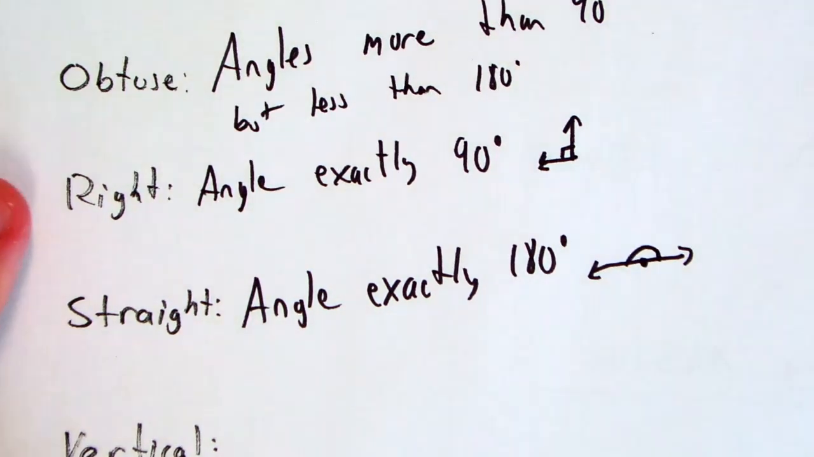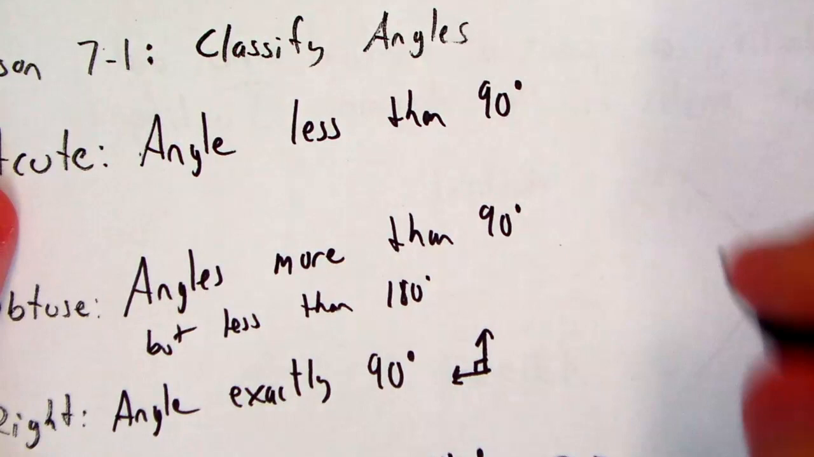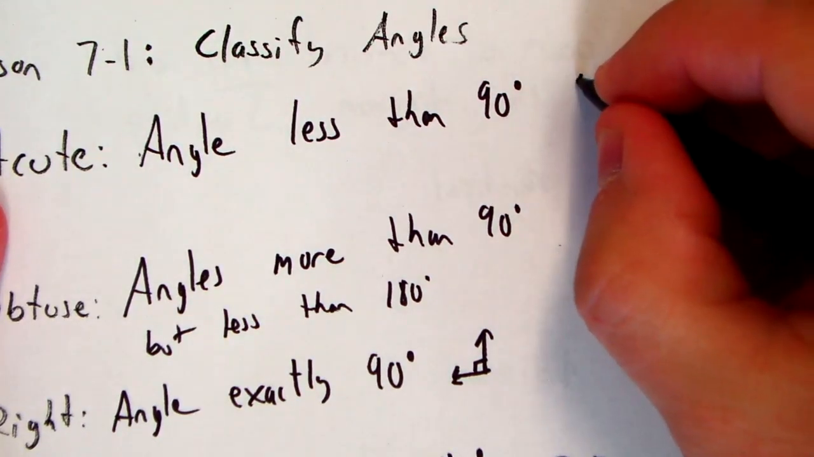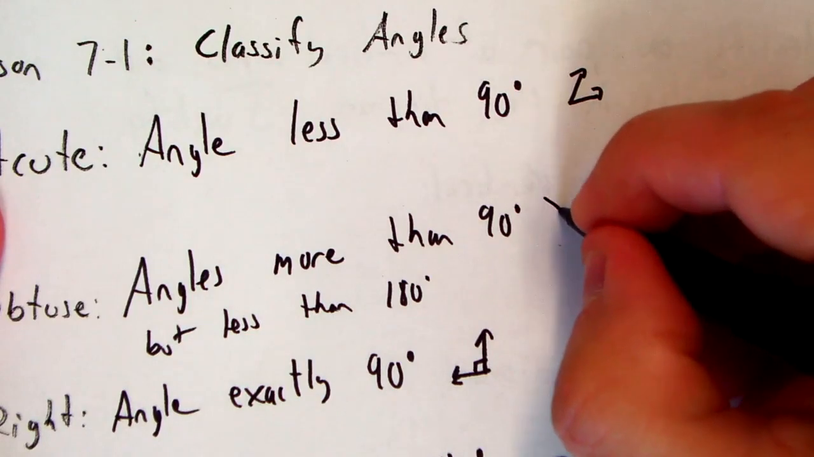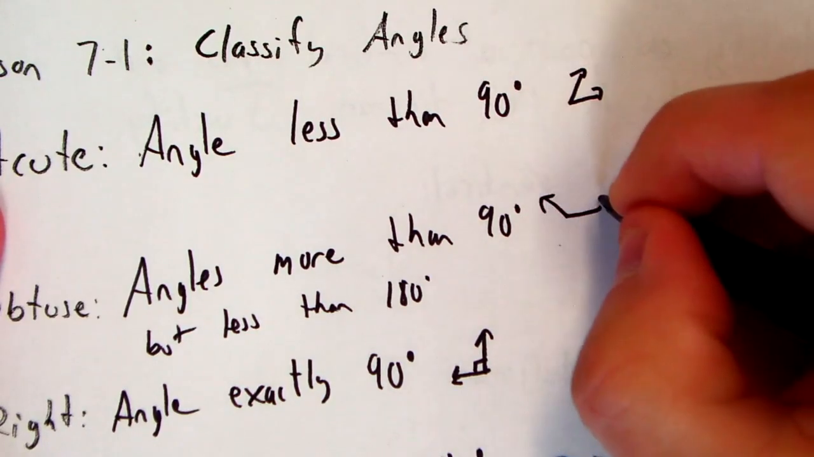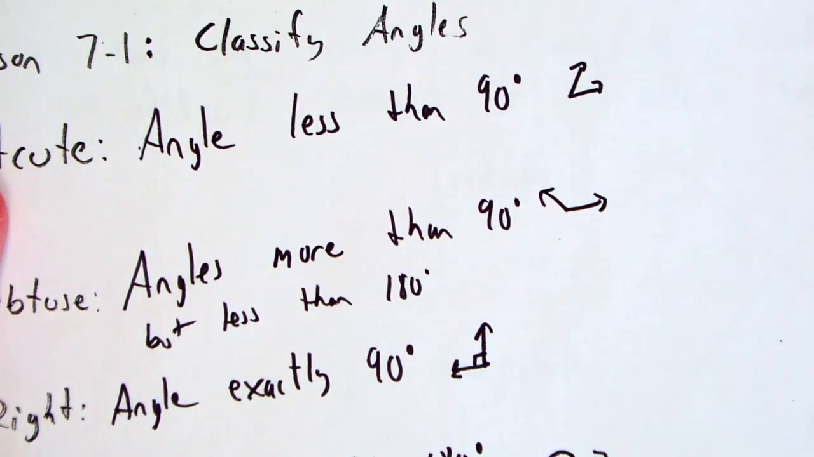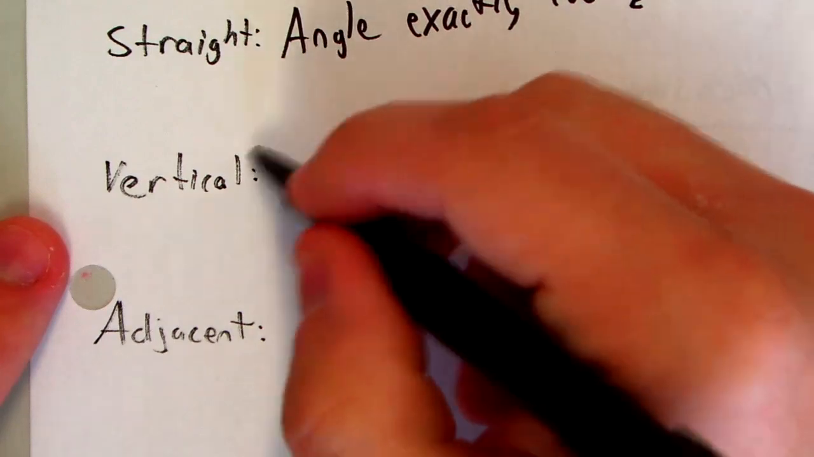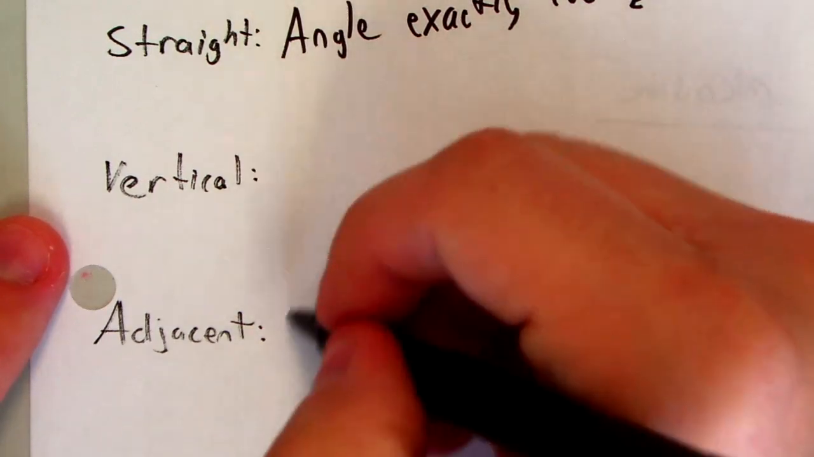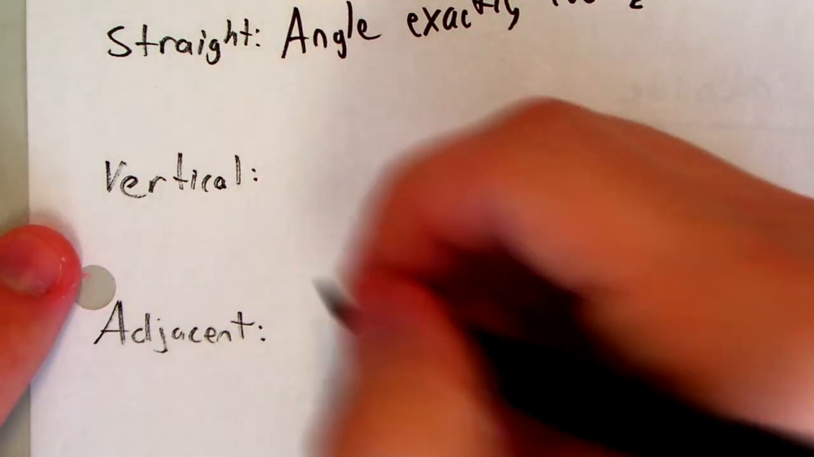So if we go back up to acute, an acute angle would look something like this. An obtuse angle would look something similar to that. Now, these two words here, vertical and adjacent, they're really going to be talking about pairs of angles. So these are pairs of angles.